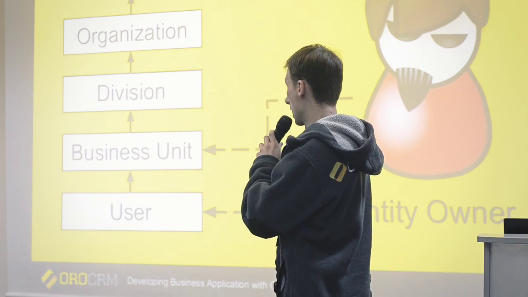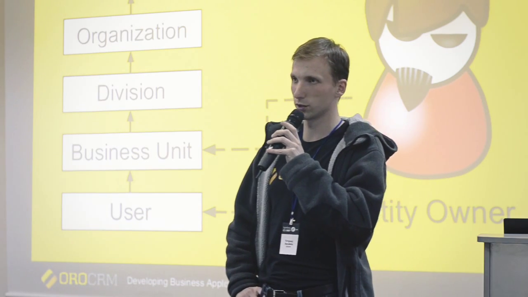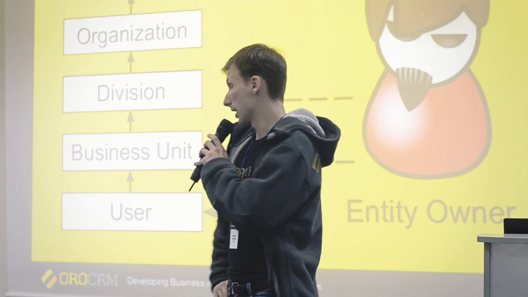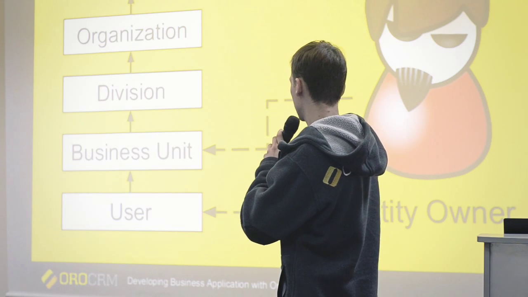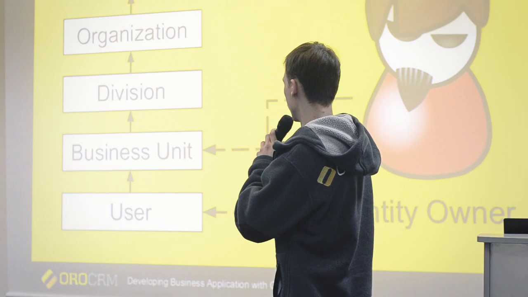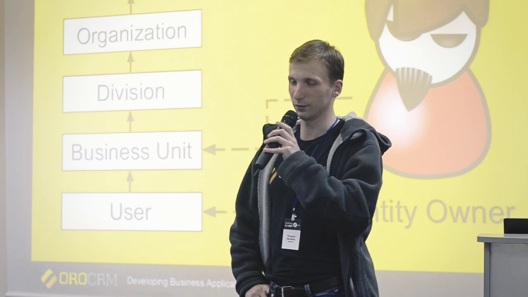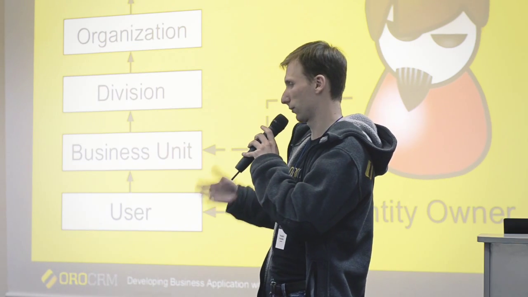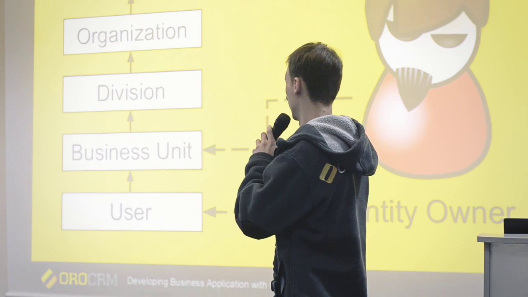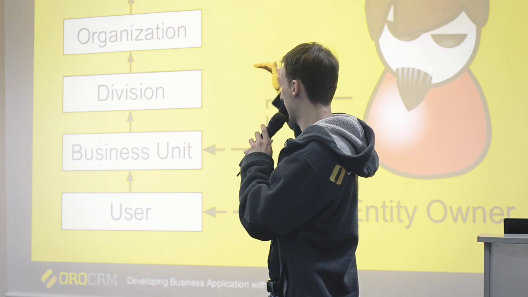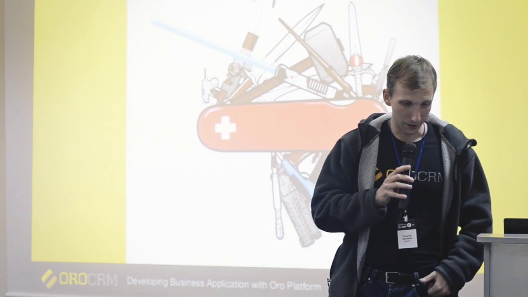For example, we want some entities, for example, contacts, to be available for all users in one business unit. And it means that we have to specify security on the business unit level, and after that, all users that are included in this business unit will be able to access, for example, view, edit, delete, and whatever, all entities that were created by all other users of the business unit. And it is the same thing on the highest levels of the regional organization and the system.